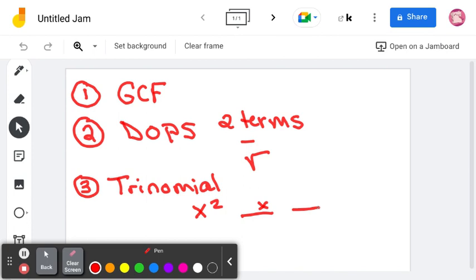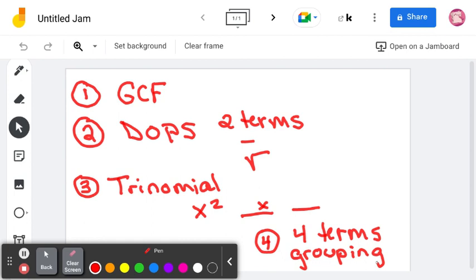The last kind I'm going to write over here is if you have four terms, and that would be a grouping problem. Sometimes in class I also call it double GCF. Those are the four types, and that's it. So let's go and look at GCF first.